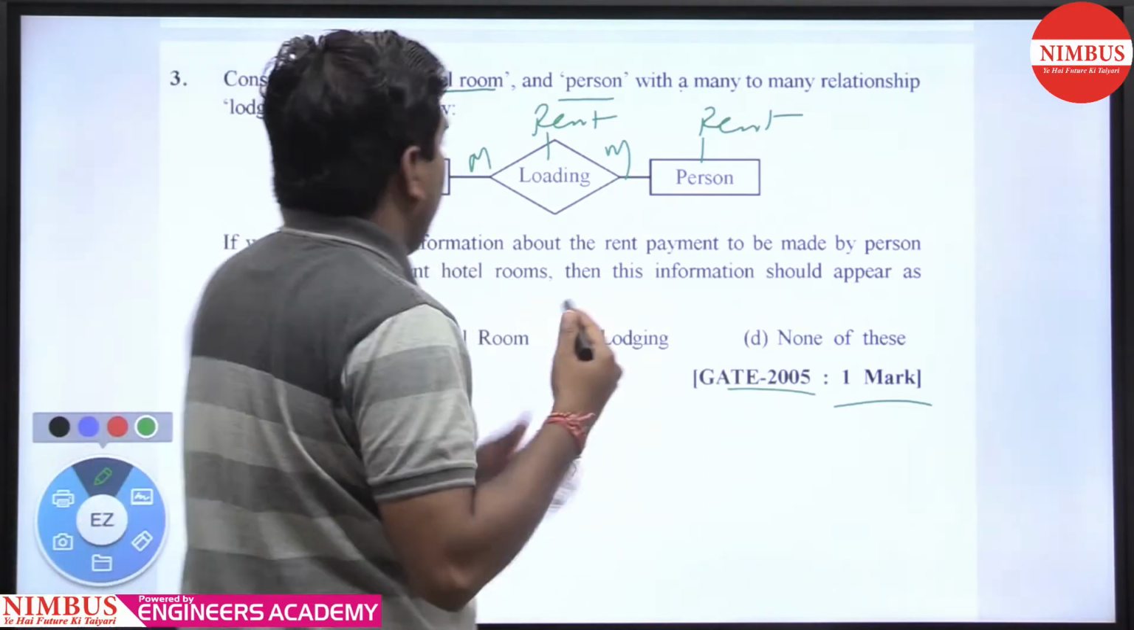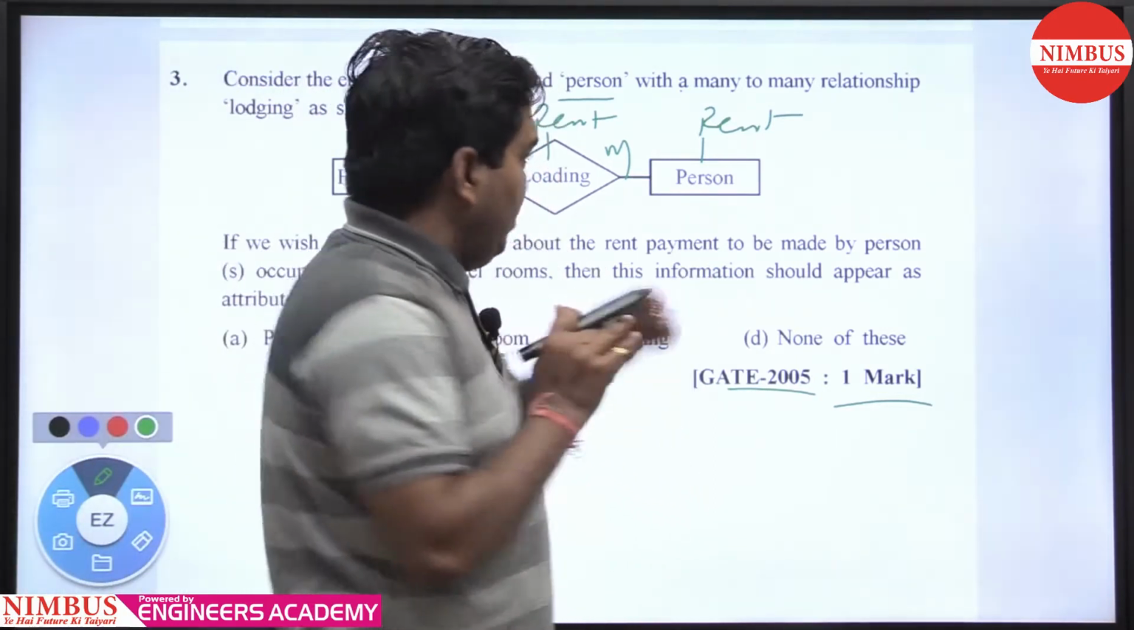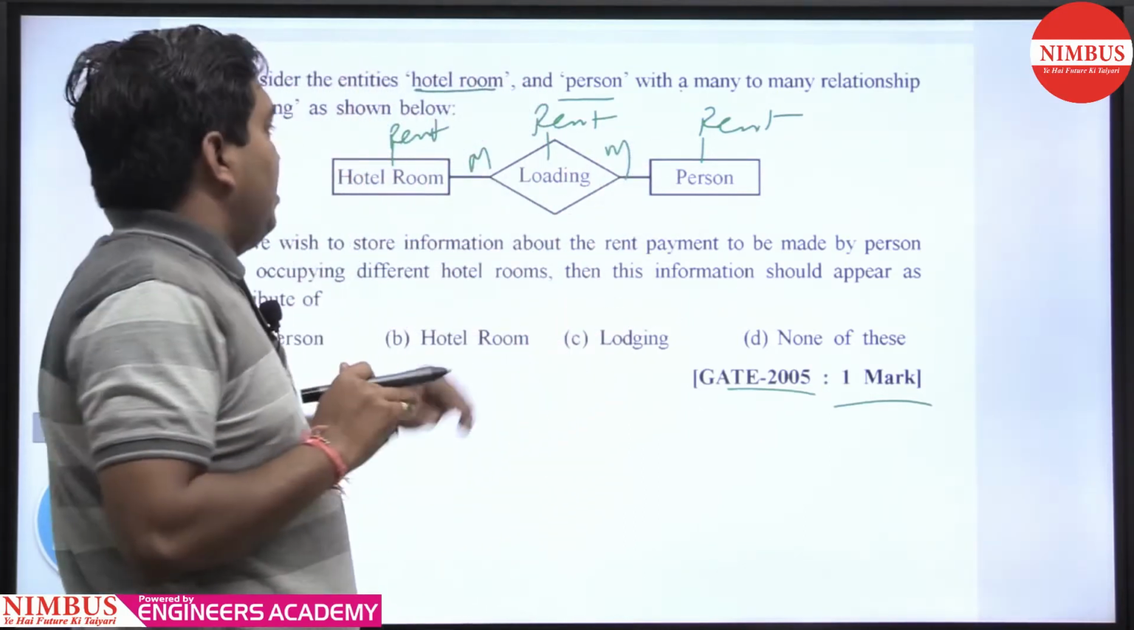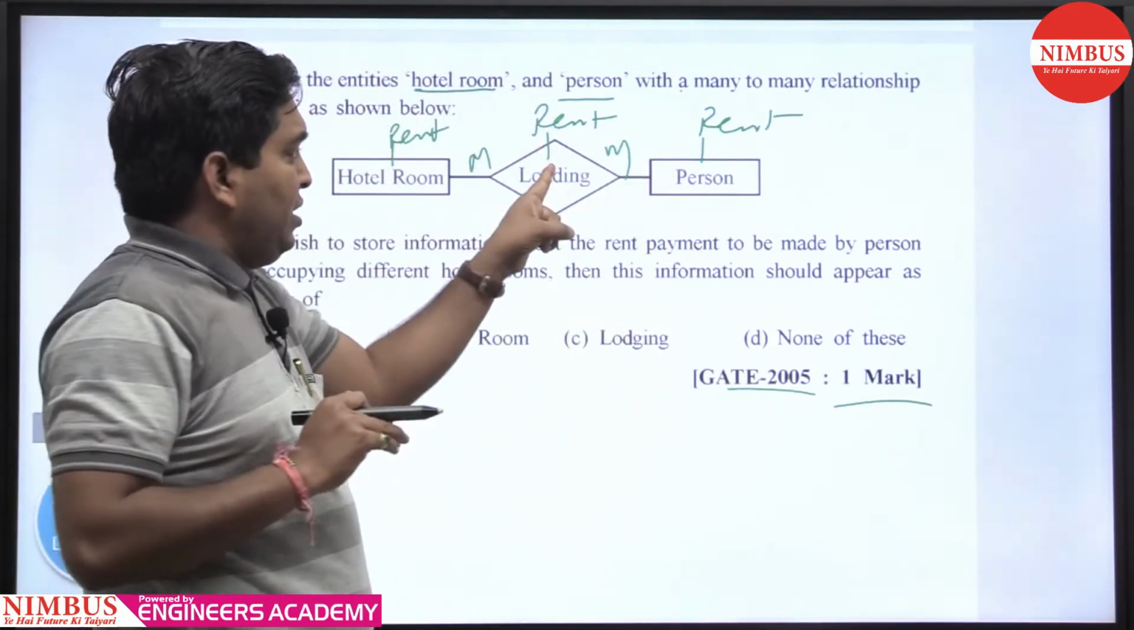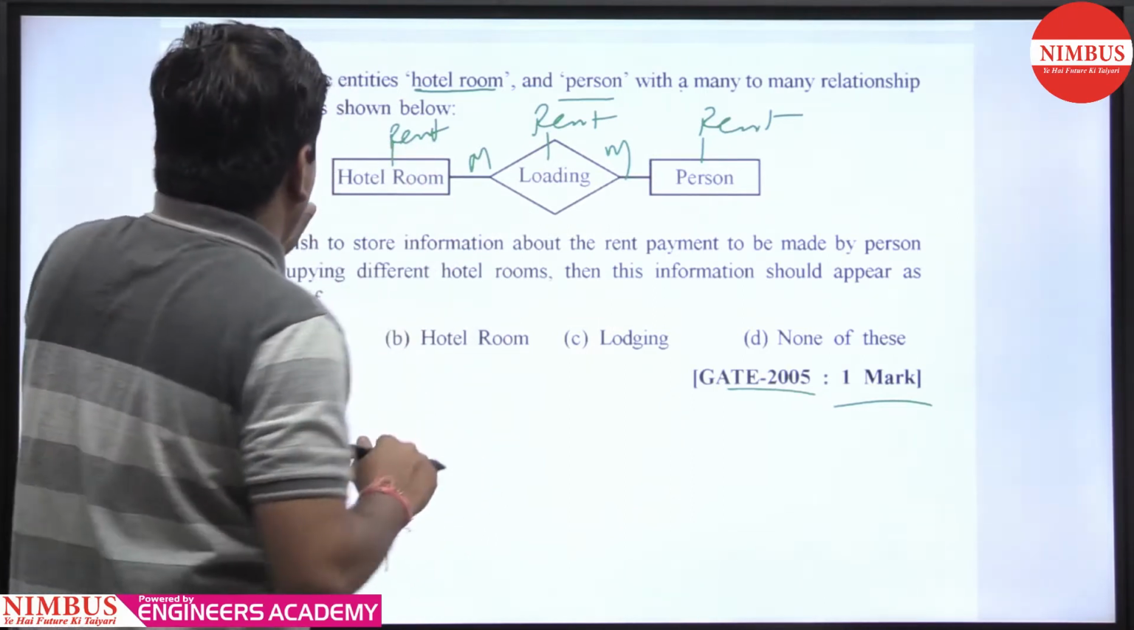He is saying that we want to add the rent attribute, so in which of the pair do we add the rent? Either in hotel room, or in person, or in lodging. So we will discuss one by one.